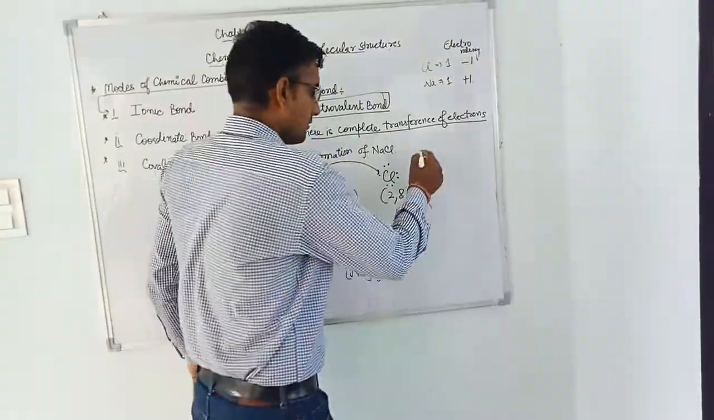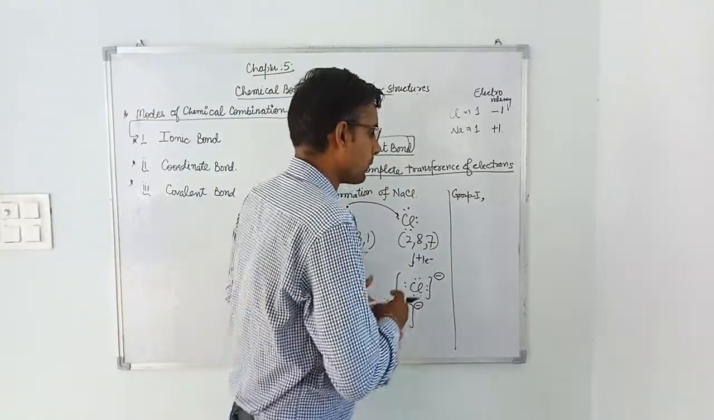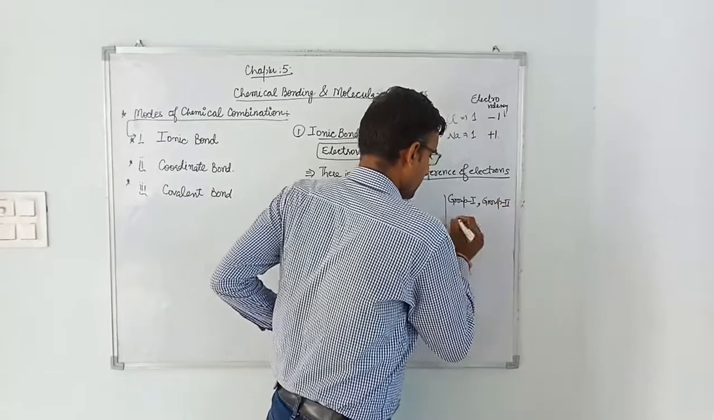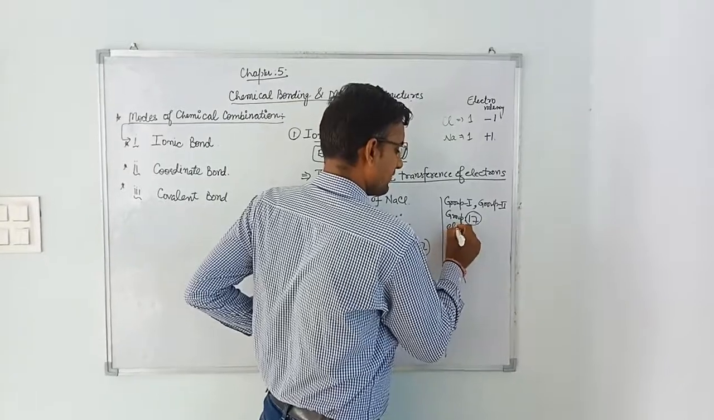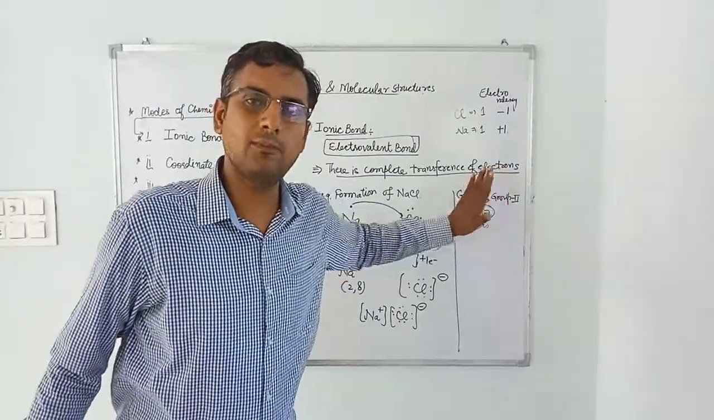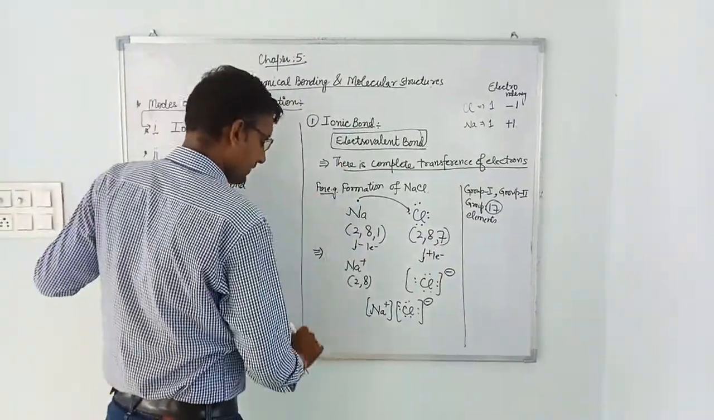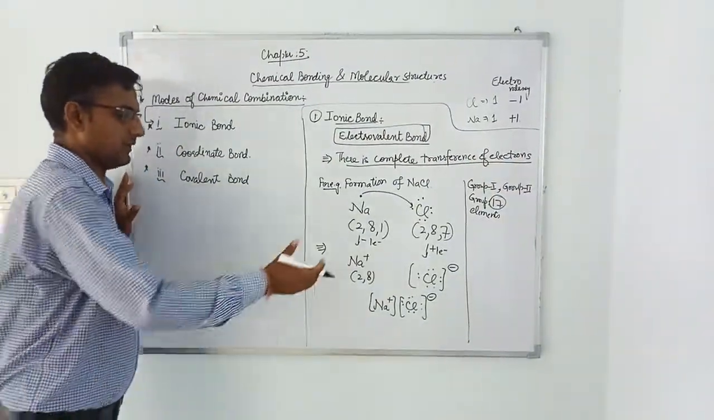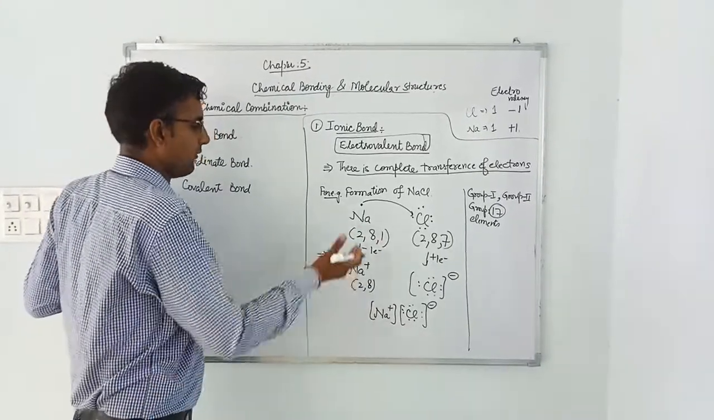Generally, group 1, group 2 and group 17 elements generally form the ionic bond. Similarly, in the assignment I have given you various molecules. You have to draw the formations of all the molecules in this way, in the form of the ionic bond or in the form of the covalent bond.